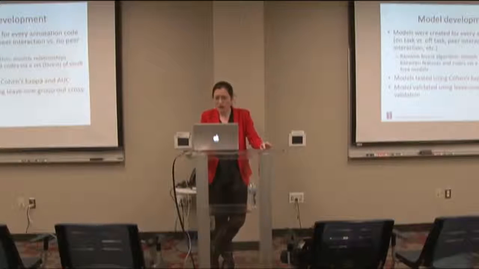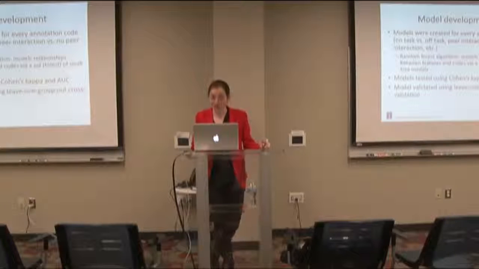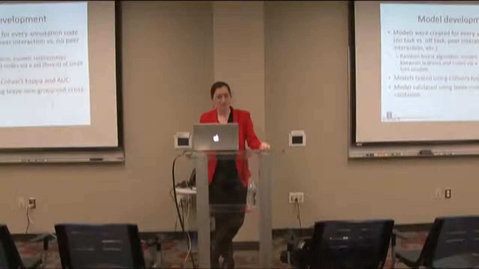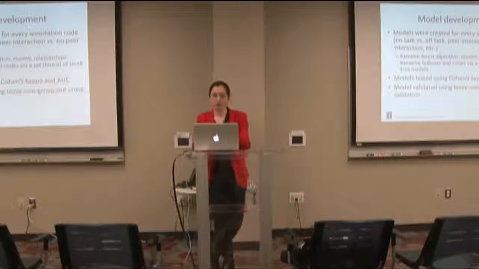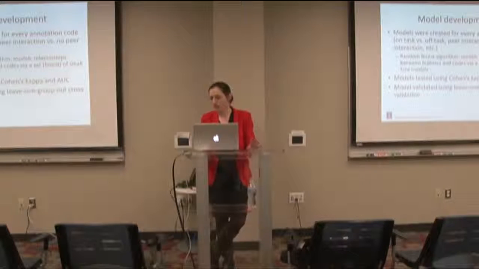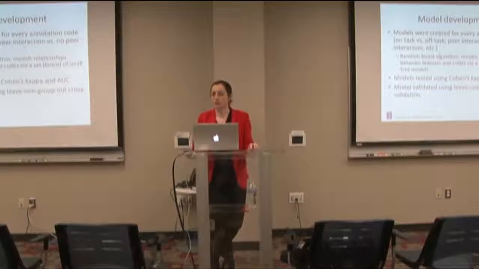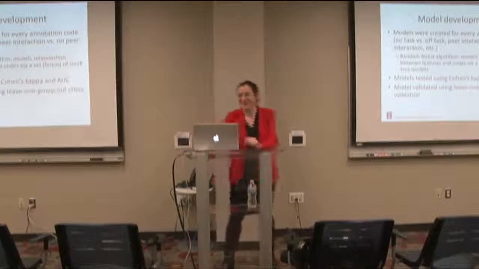So these codes were tested using both Cohen's kappa, which many of you will be familiar with, and then AUC, which is area under the receiver operating characteristic curve. And the model was validated using leave one group out cross-validation. So they trained the model on all but one group of the data, and then they tested it on the remaining data set, and kept repeating this until the model had been tested on every group. Don't ask me complicated questions about this.